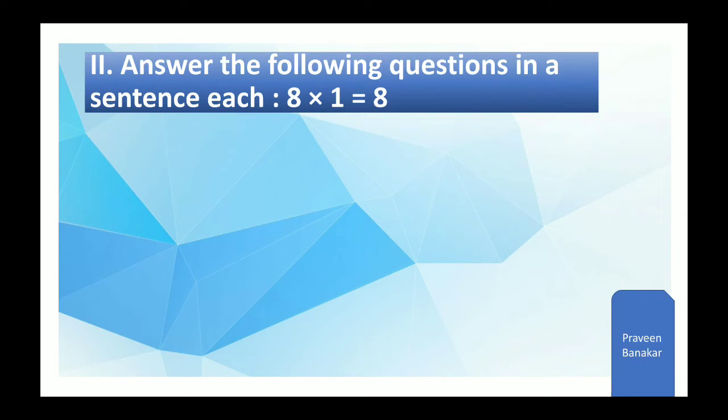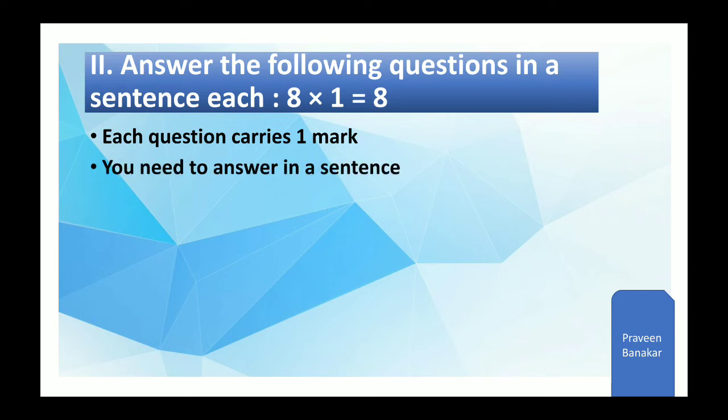Next one, second main, that is answer the following questions in a sentence each. So in this section, each question carries 1 mark. You need to answer in a sentence or in one word.